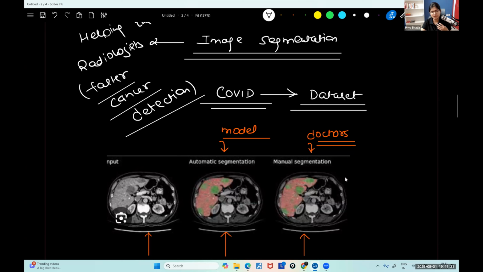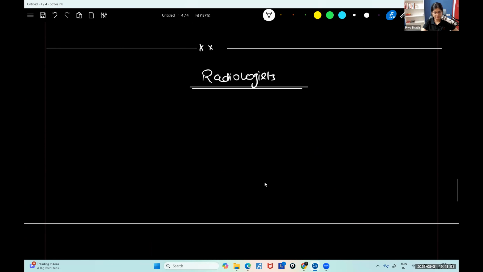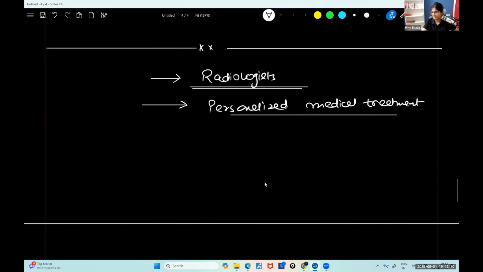Maybe previously they were treating, let's say, one patient in 2 hours. Now they might be treating three patients in 2 hours. So the frequency of patient treatment will increase because of the help from these AI based machines, right? So one is the radiologist part that we have discussed. Second, maybe people might be able to get a personalized medical treatment.